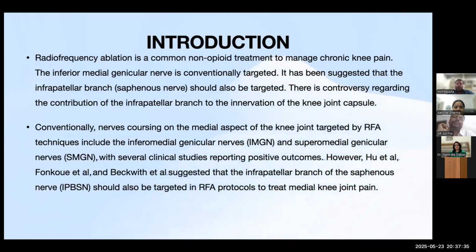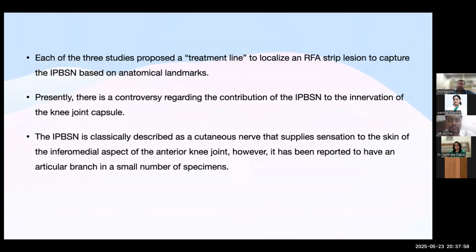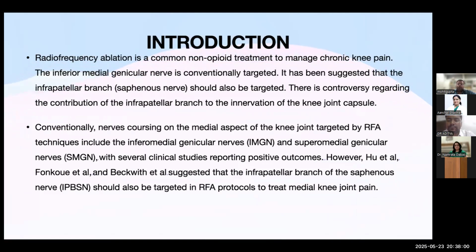Radiofrequency ablation is a common non-opioid treatment to manage chronic knee pain. The inferior medial genicular nerve is conventionally targeted on the medial side, inferior area. But some researchers have suggested that the infrapatellar branch of the saphenous nerve should also be targeted. There was controversy regarding this. There were a lot of studies presented by Hugh et al., Fonke et al., and Beckwith et al. They suggest that the infrapatellar branch of the saphenous nerve should also be targeted.